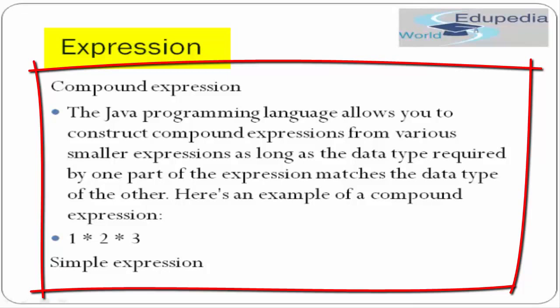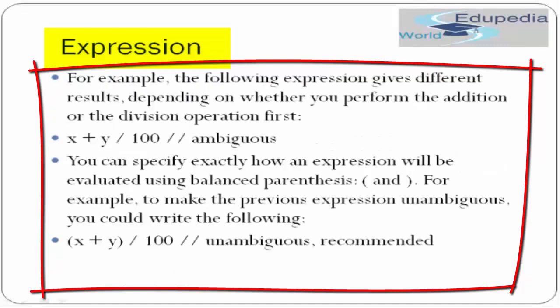Okay, so in this example, this is a compound expression and it is simply evaluated by multiplying 1 * 2 * 3. No matter if you multiply 1 by 2 and then multiply by 3, or you multiply 2 by 3 and then multiply by 1, the result will be the same. But not all compound expressions are like that. Some compound expressions can change depending upon the order in which they are executed. Let's see, for example, this one. The following expression gives a different result depending on whether you perform the addition or division operation first.